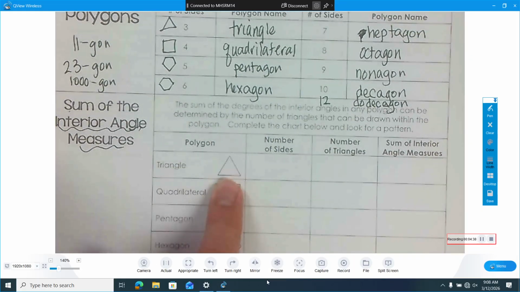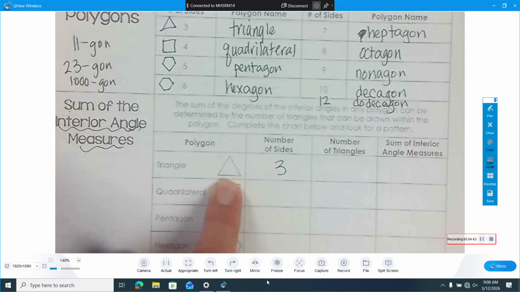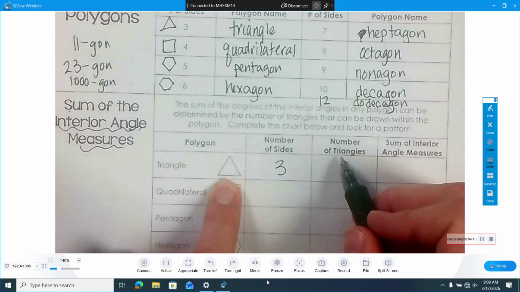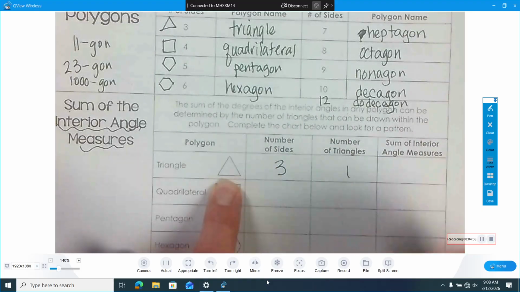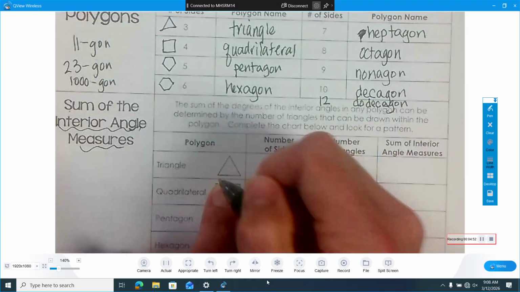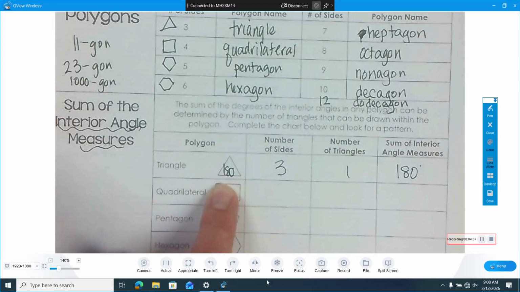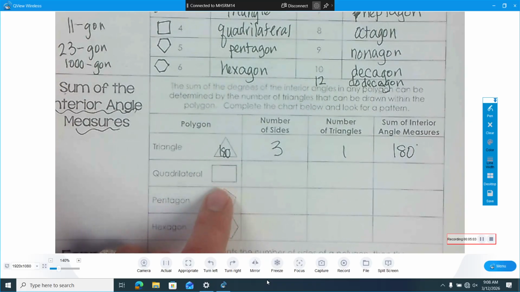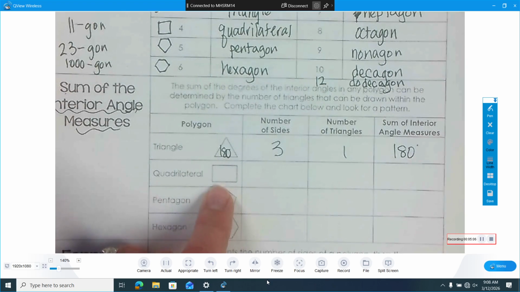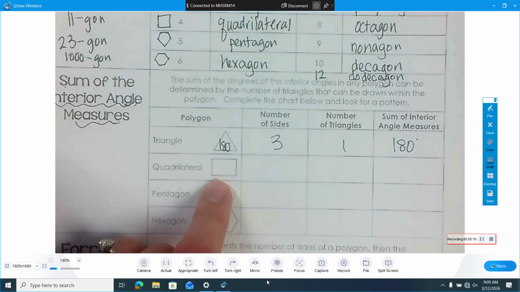So a triangle has how many sides? 3 sides. And how many triangles does it have? Just one triangle. And how many degrees does this one triangle have? 180. So we already know a little bit of information here, and we're going to see a really cool pattern. We know that a triangle has 180 degrees, so to figure out the number of degrees in our polygons, we want to figure out how many triangles they contain.